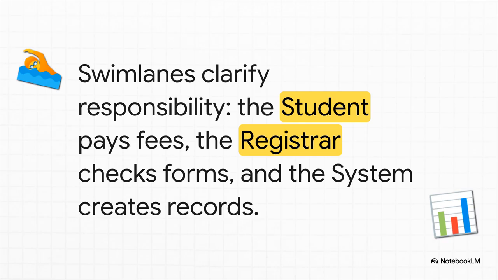And this is where those swim lanes just make everything so obvious. You can glance at the diagram and see it all. The student lane has activities like pay fees. The registrar lane has check form. The system lane handles creating records. There is absolutely no ambiguity about who owns what part of the process.